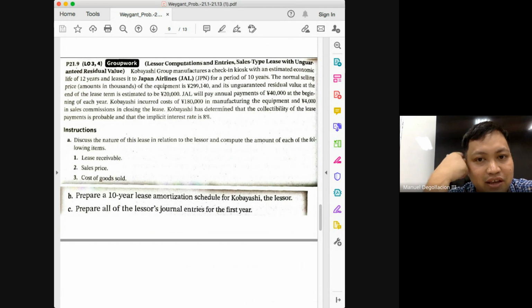The annual payment is 40,000 at the beginning of each year. And then Kobayashi, the 180,000 here will serve as what? The cost of goods sold. And then the 4,000 would be expenses. The interest rate is 8%.